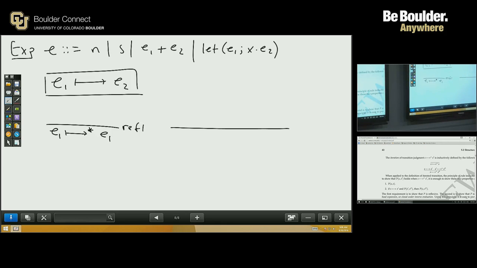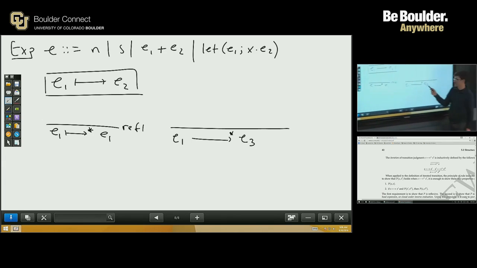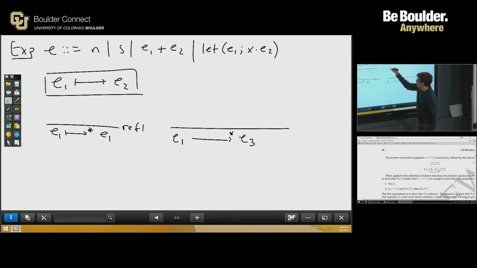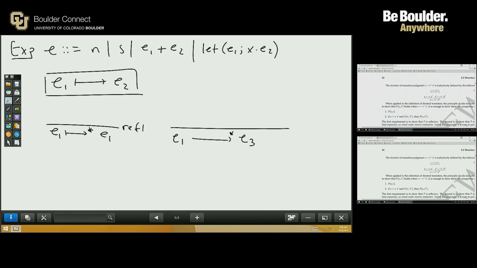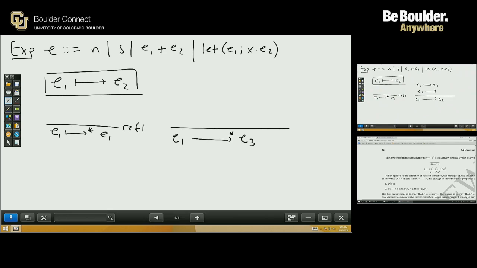And then there's going to be a kind of transitive rule or a take a step rule. So if you want to say that E1 eventually evaluates to some program state E3, we can prove that by showing that E1 takes a step to E2, and that E2 in 0 or more steps to E3. Maybe I'll call this the step rule. So with these 2 rules, I basically define the reflexive transitive closure of this. And I'll call this relation the step relation.